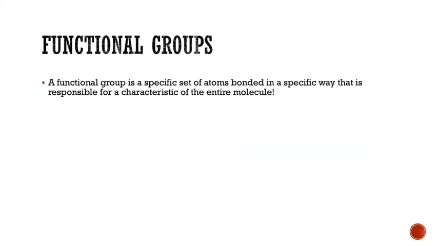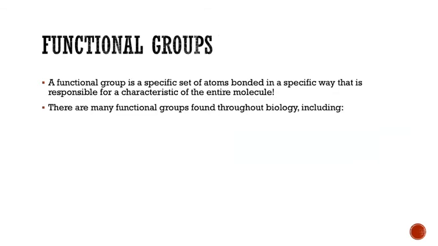Okay, so now we can move on to the functional groups. A functional group is a specific set of atoms bonded in a specific manner that's responsible for the characteristics of an entire molecule. Or sometimes, in very large molecules, the functional group won't determine the function of the entire molecule, but it will determine the function of the local area that it's in.